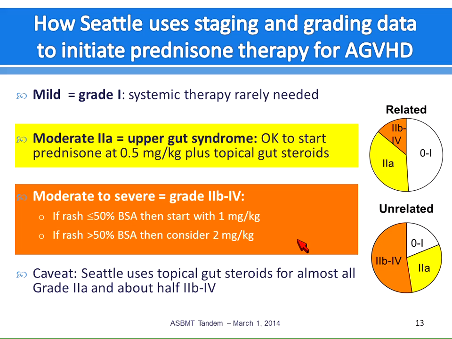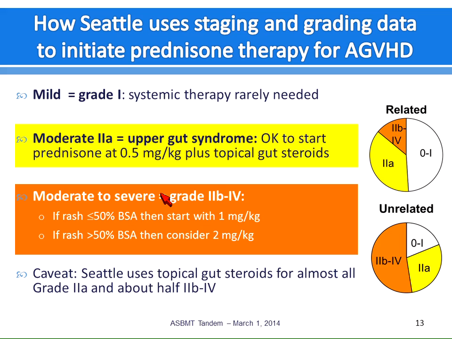Well, I would like to propose to you that for the mild grade 1 patients, systemic therapy is rarely needed. For the moderate 2A patient with that upper gut syndrome, it's okay to start at 0.5 milligram per kilogram plus topical gut steroids. And these pie charts here show you that for the related donors and for the unrelated donors respectively, that accounts for just a little over a third of the patients and a little under a third of the patients for the unrelateds.